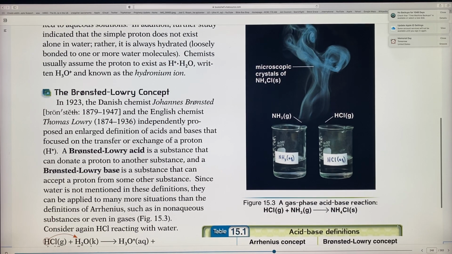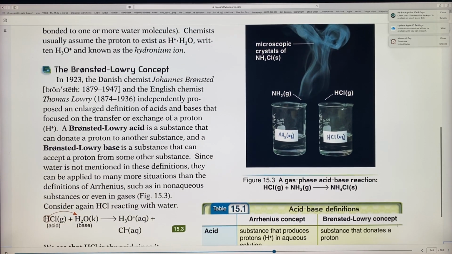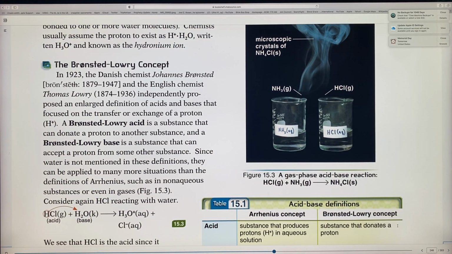It's going to actually be taking protons. So let's find out what the difference is. The Bronsted-Lowry acid is a substance that can donate a proton to another substance. And the Bronsted-Lowry base is a substance that can accept a proton from another substance. Since water is not mentioned in these definitions, they can apply to many more situations than the definitions of Arrhenius. So what is that saying?